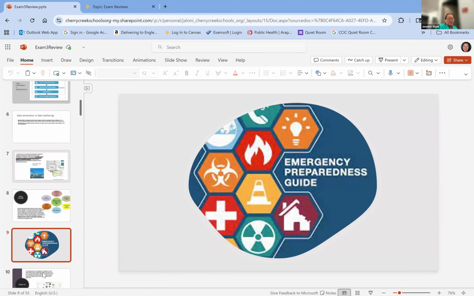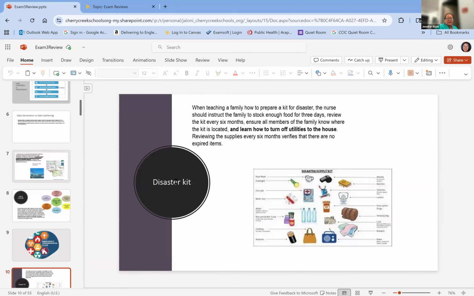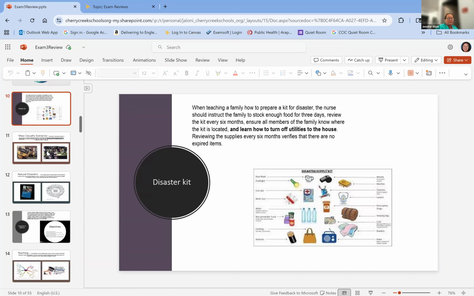This week we did the emergency preparedness guide. What do we know about our disaster kits? Please know that we're going to teach a family to stock enough food for 3 days, review the kit every 6 months, and learn how to turn off the utilities. We will review every 6 months, make sure the food's still good, or all the supplies, okay? So you're going to put a lot of stuff in there. You see in the picture here, you have a flashlight, whistle, radio, that kind of stuff, batteries, some medicines as long as they don't expire.